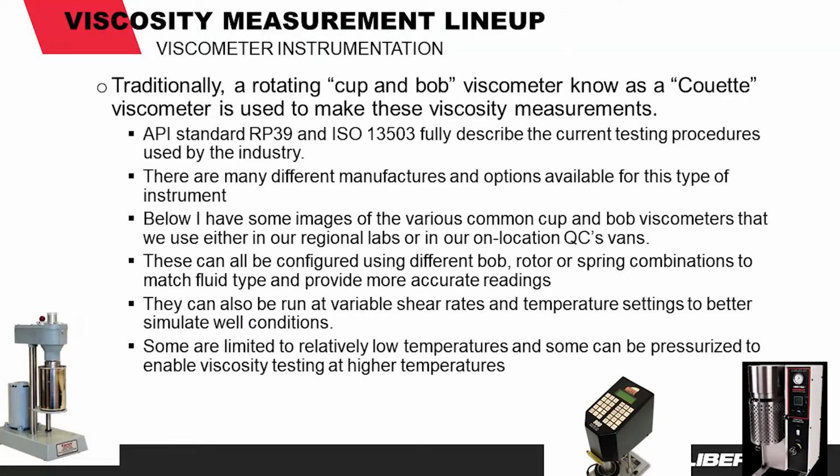Traditionally, a rotating cup and bob viscometer, known as a cuvette viscometer, is used to make these viscosity measurements. API standard RP39 and ISO 13503 fully describe the current testing procedures used by the industry. There are many different manufacturers and options available for this type of instrument.